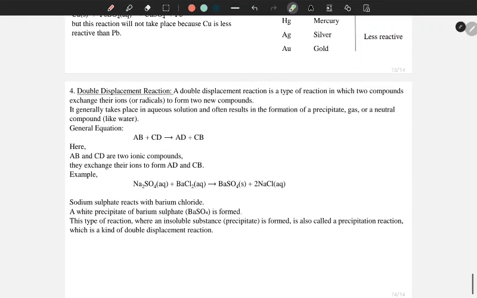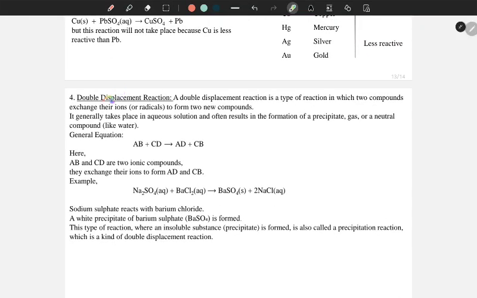Now, the next is double displacement reaction. A double displacement reaction is a type of reaction in which two compounds exchange their ions to form two new compounds. That means I will show here AB plus CD. AB and CD are two ionic compounds. Then it will form AD and CB. So A and D will exchange the ions to form AD, and B and C will exchange the ions to form BC, right? It generally takes place in aqueous solution.